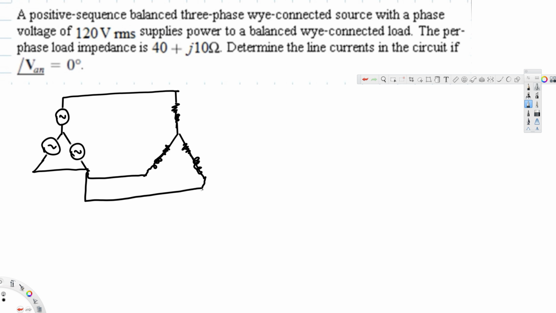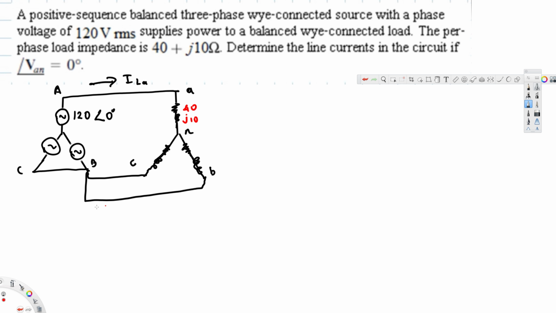The question here is to find the line current. So let's say this is ILA. This is A, B and C, and here also A, B and C. Here we have the voltage source provided, that is 120 VRMS with an angle of 0 degrees. So this is 120 at 0 degrees, and the impedance provided is 40 + j10 ohms. Okay, we have this information.